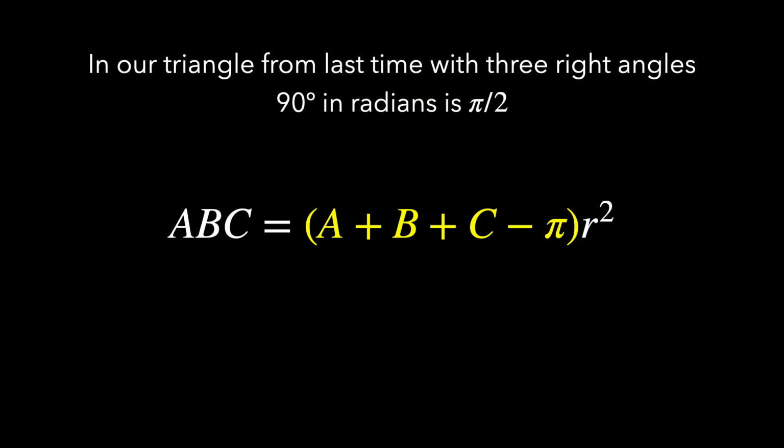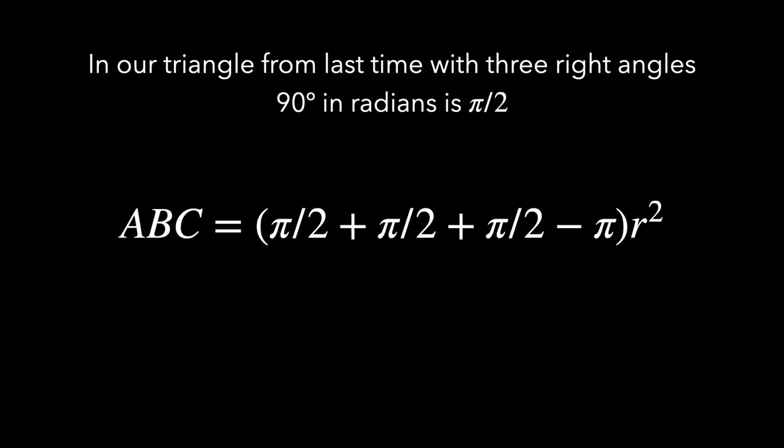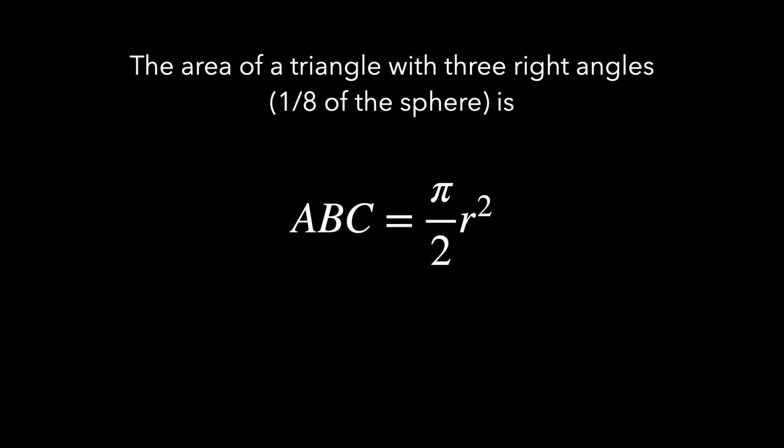As a quick example, in our triangle from last time with 3 right angles, that's 90 degrees, which in radians is pi over 2. The area of that triangle is (pi over 2 plus pi over 2 plus pi over 2 minus pi) all times r squared. And you can simplify 2 of the pi over 2's with the pi and get the area of the triangle is pi over 2 r squared, and that's what we calculated in the beginning because it's an eighth of the whole sphere.